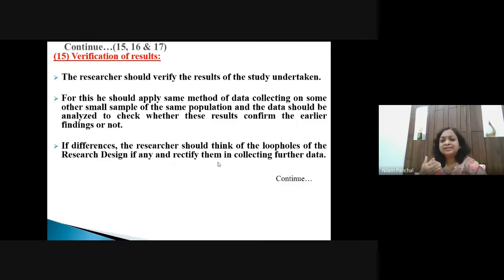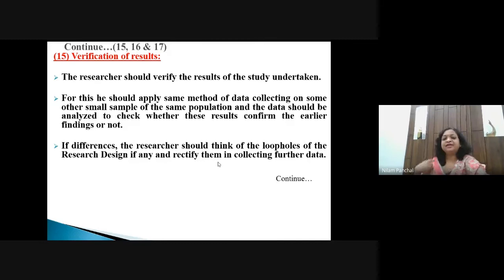Next is verification of the research. So the researcher should verify the results of the study undertaken, right? For this, he should apply the same method of data collection on some other sample to check whether these results confirm the earlier finding or not. And if there are differences, the researcher should think of loopholes in the research design, if any, and rectify them in collecting further data.